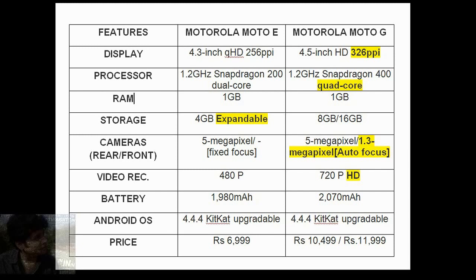Storage, now Moto E has an expandable storage, whereas Moto G does not give an expandable storage slot, and it only comes in an 8GB and a 16GB variant. So Moto E wins here. When you compare the camera, both have a 5 megapixel camera, but Moto G has an autofocus camera and also has 720p video recording. So Moto G wins in this part.